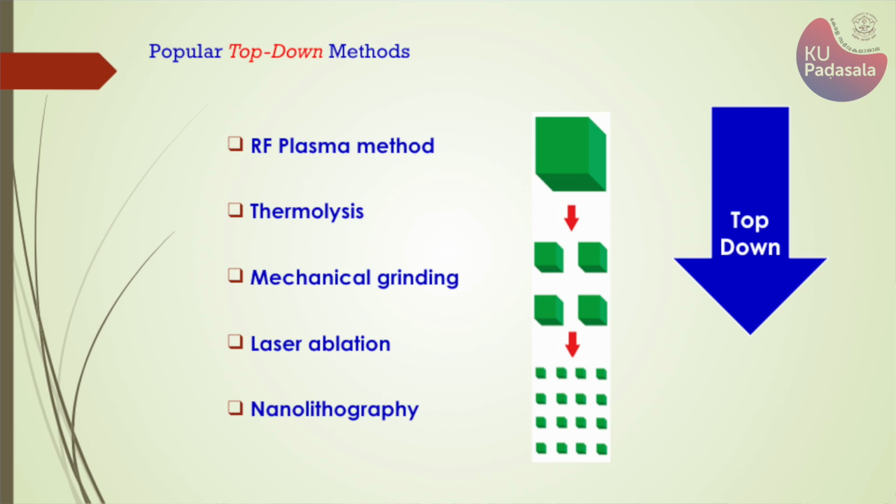There are so many top-down methods and these are some important top-down methods. Popular top-down methods include RF plasma method. RF stands for radio frequency. Then thermolysis, mechanical grinding, laser ablation and nanolithography. We can move on to details of each and every method mentioned here.